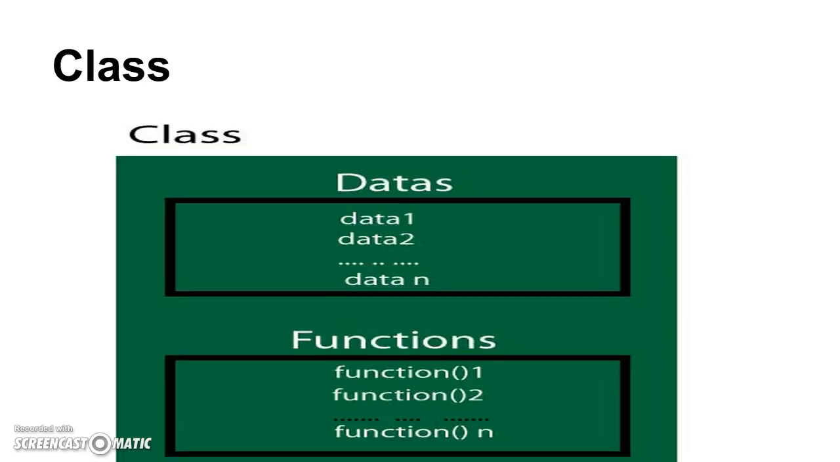So what is a class? Class is a collection of data and functions inside it, or methods. Methods or functions, don't get confused, both are same. So collection of methods and data. This is the concept of encapsulation, benefit of encapsulation, and class is where we are defining the data and functions inside it.